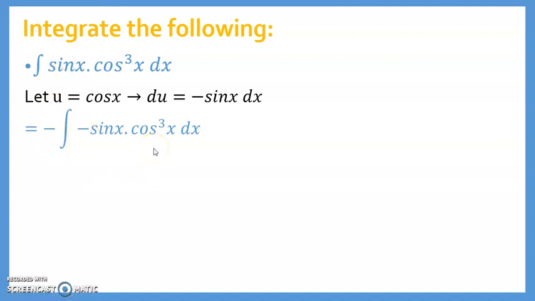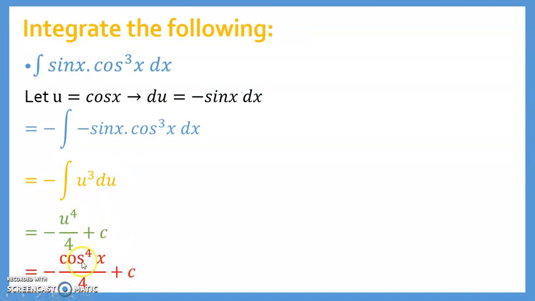Now we start replacing. Instead of cosine x, we have u. So instead of cosine cubed x, we will have u power 3. And instead of minus sine x dx, we will have du. So we will get minus integral of u cubed du. The integral here is very simple. And again, we replace u by its original substitution, which is cosine x. And don't forget plus c. Try to use other substitutions and you'll figure out that they won't work.